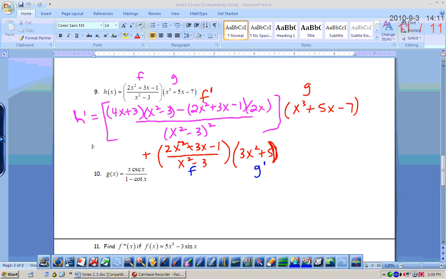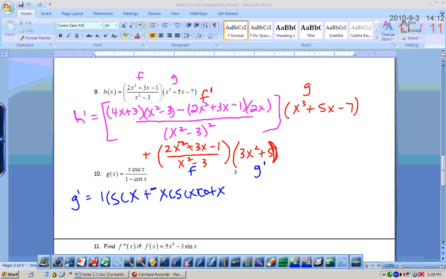Okay, now number 10, product rule or quotient rule? Kind of both, but as a whole, we need to think of it as a quotient. Right. So the quotient rule, I'm starting with the derivative of the top, but the derivative of the top is going to involve a product. So the derivative of the first one times the second plus the first, and then the derivative of the second is negative cosecant x cotangent x.